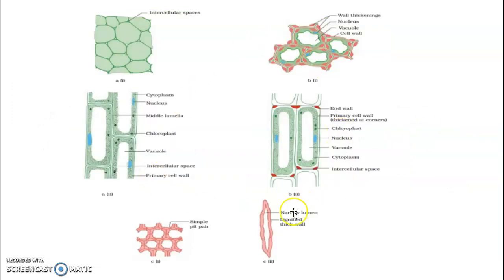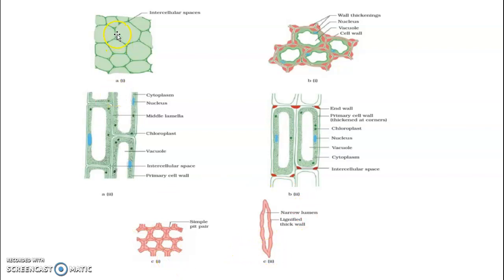If we compare these tissue structures from the NCERT book, you can see this is the parenchyma tissue. A image shows the transverse section and this is the longitudinal section of parenchymal tissue, and this is the collenchyma tissue. B1 shows the transverse section and this is the longitudinal section of collenchyma, and C1 and C2 show the sclerenchyma tissues, transverse and longitudinal section.